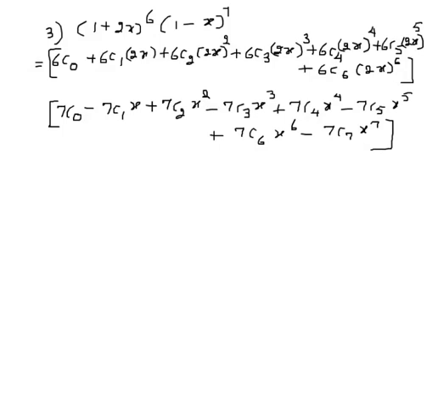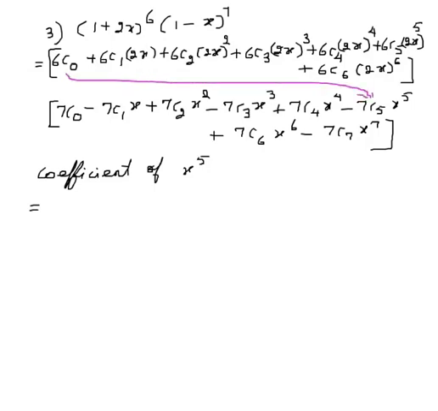We need not multiply these two expansions. We will have 7 8s are 56 terms. We need only the coefficient of x power 5. So we will see which two terms multiplication will give us x power 5 term. Coefficient of x power 5 is equal to this term into this term gives us x power 5 term.